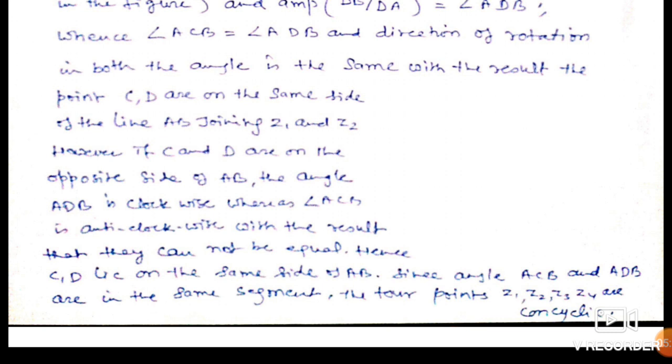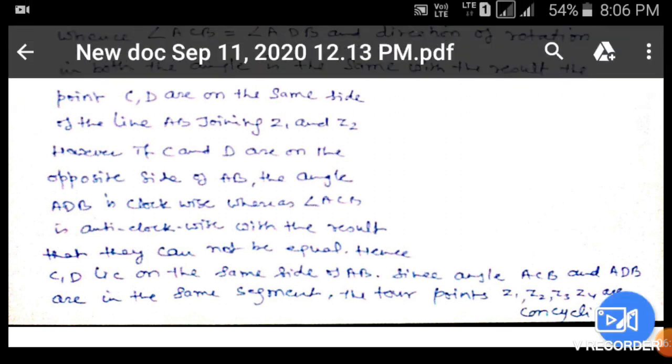However, if C and D are on the opposite side of AB, the angle ADB is clockwise, whereas angle ACB is anticlockwise, with the result that they cannot be equal. Hence, C and D lie on the same side of AB. Since angle ACB and ADB are in the same segment, the 4 points Z1, Z2, Z3, Z4 are concyclic, which is to be proved. Hence, proved.